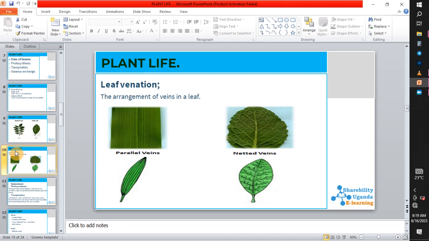Leaf venation. What is leaf venation? Leaf venation is basically the arrangement of veins in a leaf. Those small lines in a leaf are the ones we call veins. I don't know if you can see these small dark green lines. We have parallel veins and we have netted veins. I don't know if you can tell the difference. These are straight, parallel lines, and then these ones are a bit crooked. They are channeled. These are the netted type of veins.